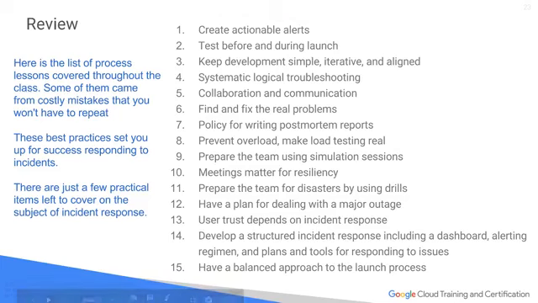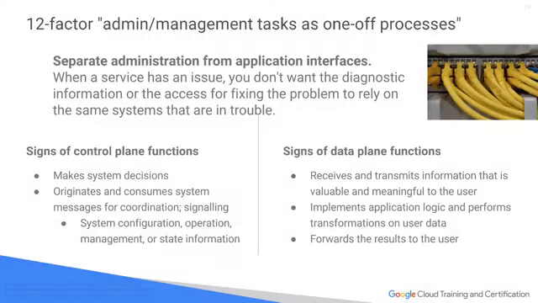So now at this point, there's just a few practical items left to cover, and these are going to be on the subject of incident response. When you look at the 12-factor guidelines on an administration and management task, it should be a one-off process. Ideally, we want to segregate what the humans can do. We also want to segregate control plane functions from data plane functions.